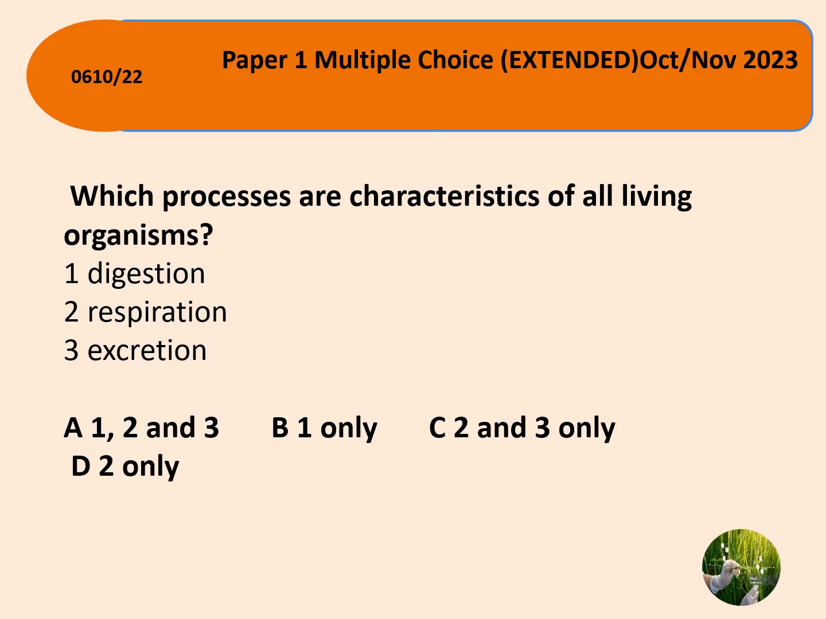In a multiple choice question, October-November 2023, extended, which processes are characteristics of all living organisms? 1 is digestion, 2 respiration, 3 excretion. Now we know respiration and excretion are the only processes that all living organisms carry out. So therefore C is the correct answer, where 2 and 3 only.